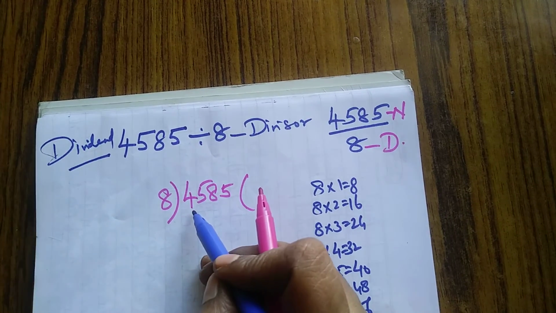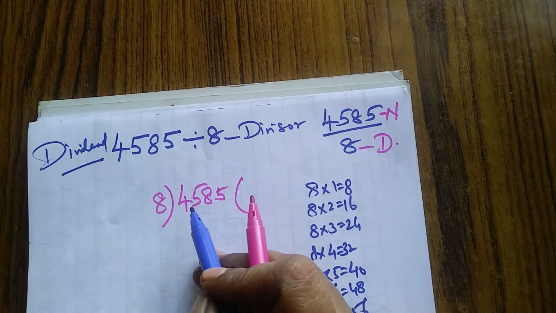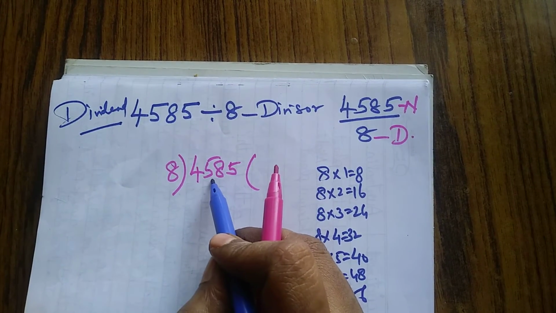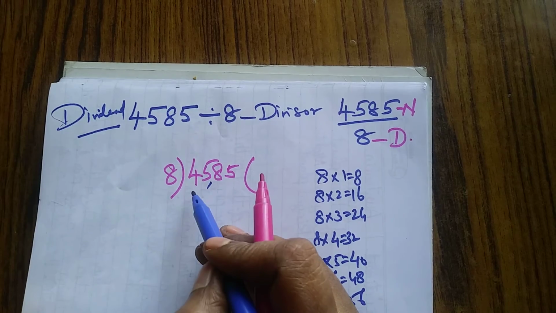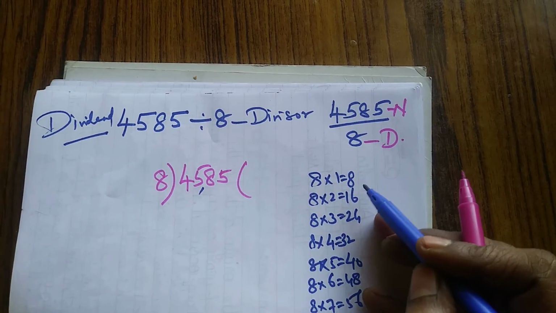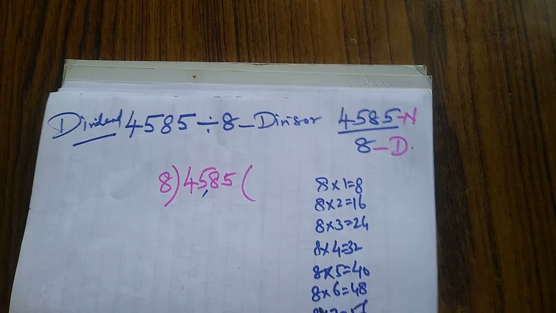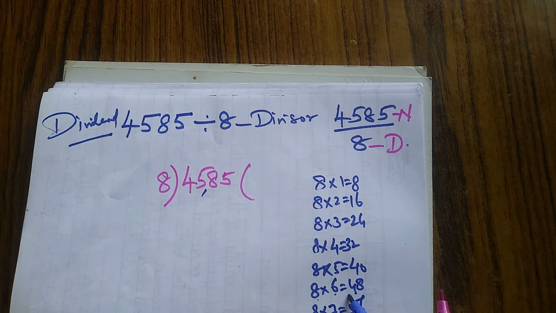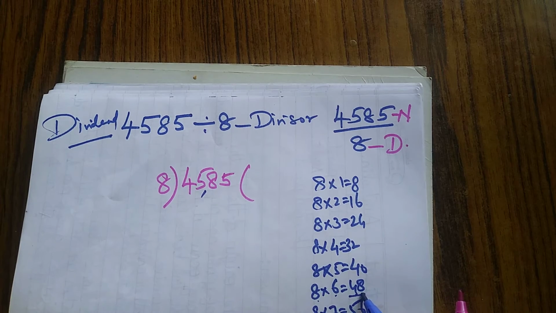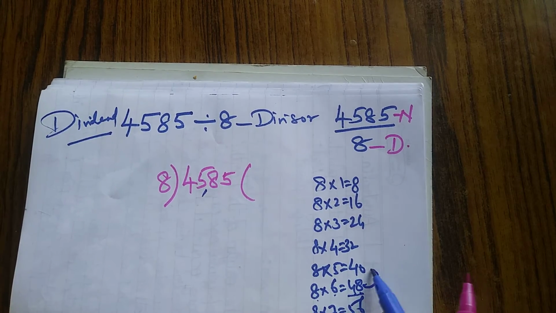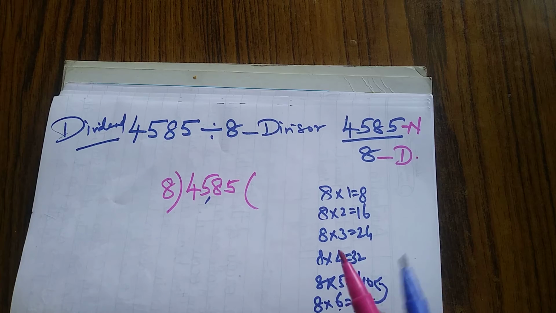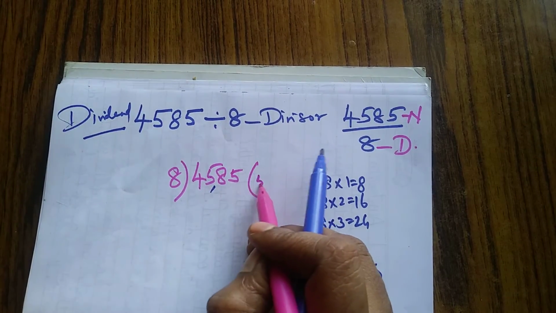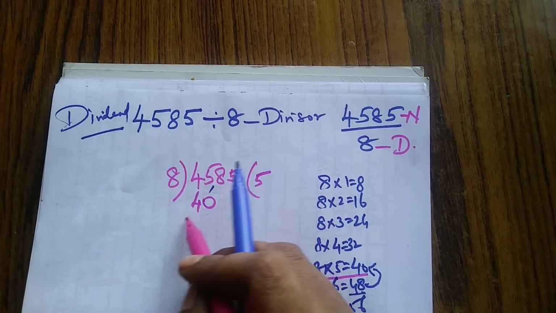Now can we take the very first digit? No, it is not possible. It is lesser than the divisor. So I am going to take the double digit. Now what is 45? Till 45 we should just recite the table. 8 sixes are 48. So 48 is heavier than 45. So it's better to take the lesser number. So what is that number? It is nothing but 8 fives are 40. So 8 fives are 40.